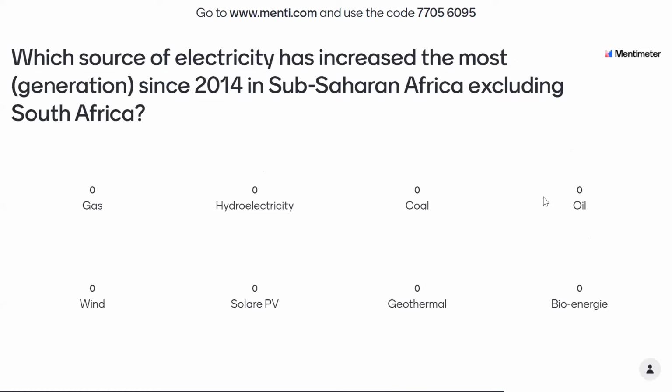Okay. The second question is, which source of electricity has increased the most? We are talking just about generation since 2014 in Sub-Saharan Africa, excluding South Africa.